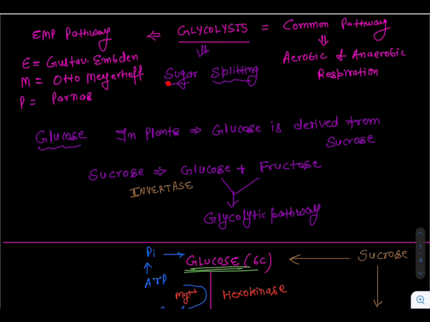So what is the meaning of glycolysis? Basically, the term glyco means sugar and lysis means splitting. The glycolysis process is also called the EMP pathway as well. What is the reason for it? Here E stands for Gustav Embden, M stands for Otto Meyerhof, and P stands for Parnas. These three scientists gave the scheme of glycolysis, right?